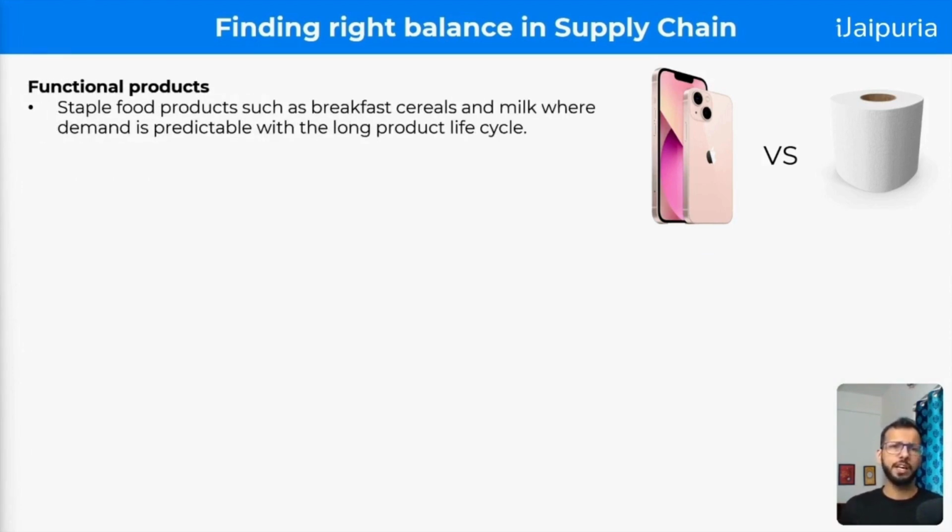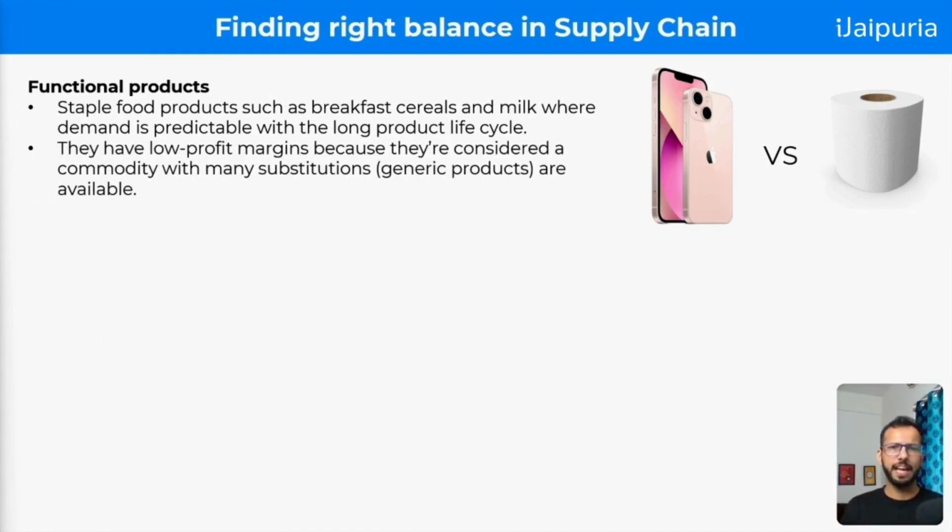Functional products are all those stable food products such as breakfast cereal or milk, where the demand is predictable with a long product life cycle. They have a low profit margin because they are considered commodities, and they also have many generic substitutes. That is why you cannot really earn a lot of profit on these functional products, and why the core focus is cost. So you have to make these products at a lower price.